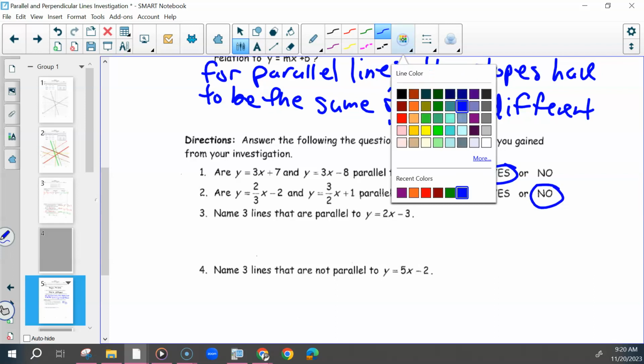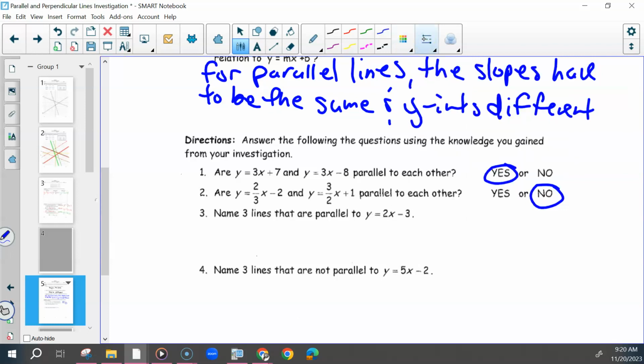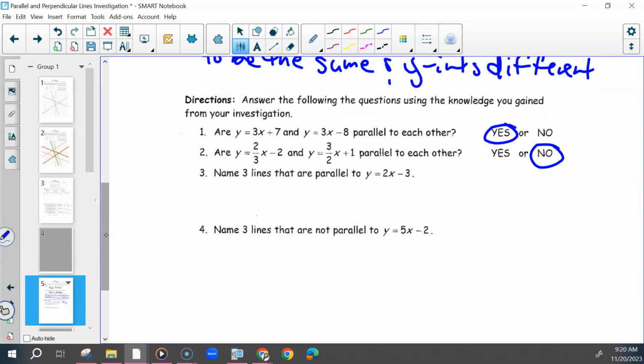Right? I need 3 different people to tell me an equation that would be parallel to number 3. So, y equals 2x plus 5. Sure. 2 other people. Y equals 2x minus 1. Okay. 1 more person. Or I can vote somebody. So, y equals 2x. Great. All of those would be parallel to the original.